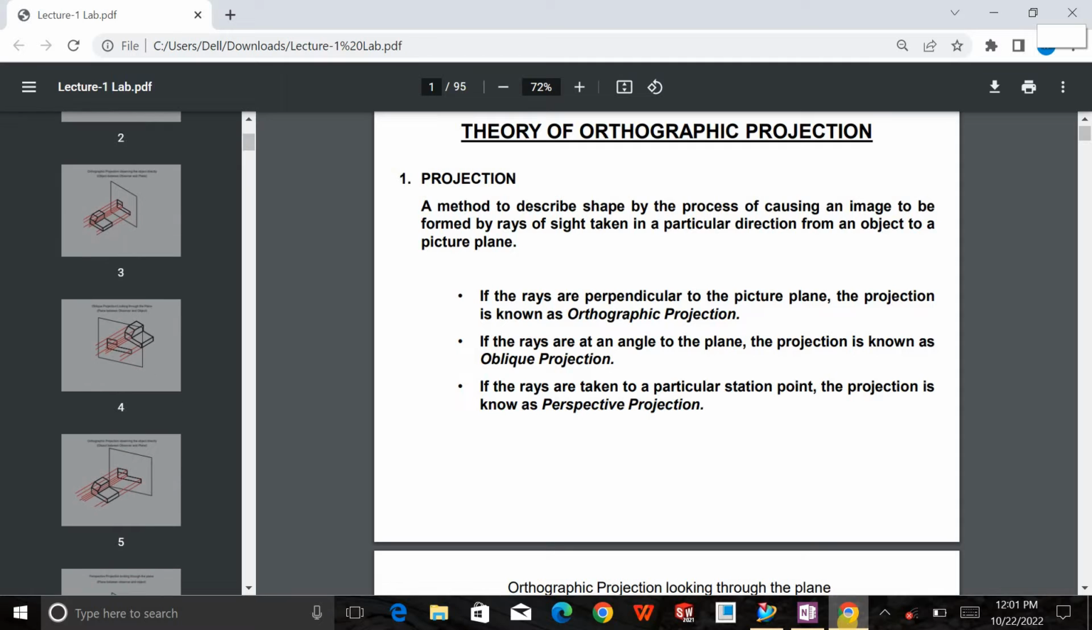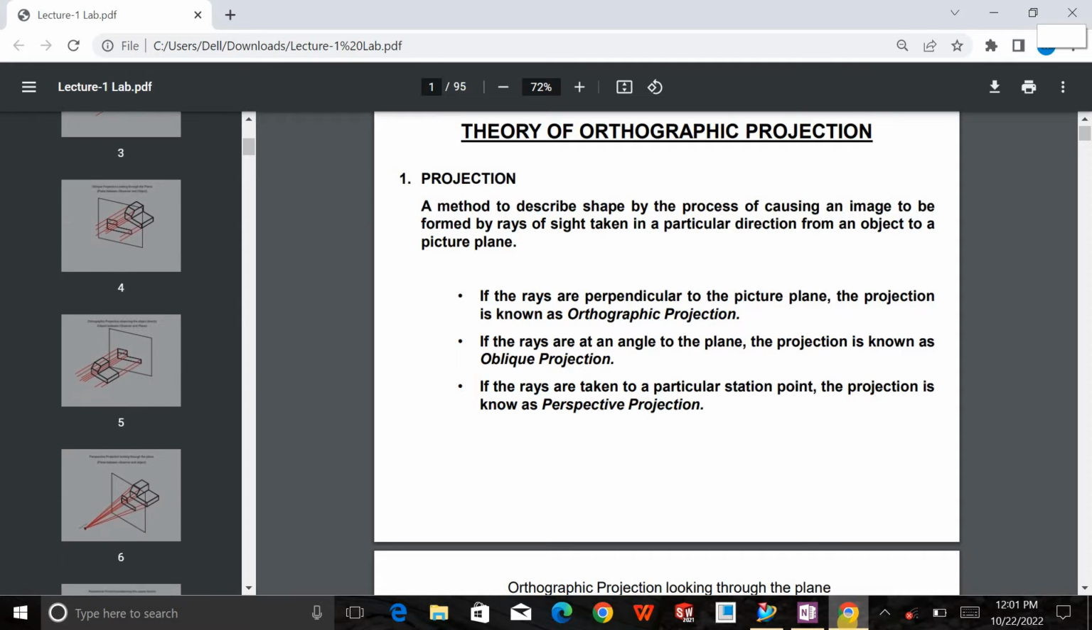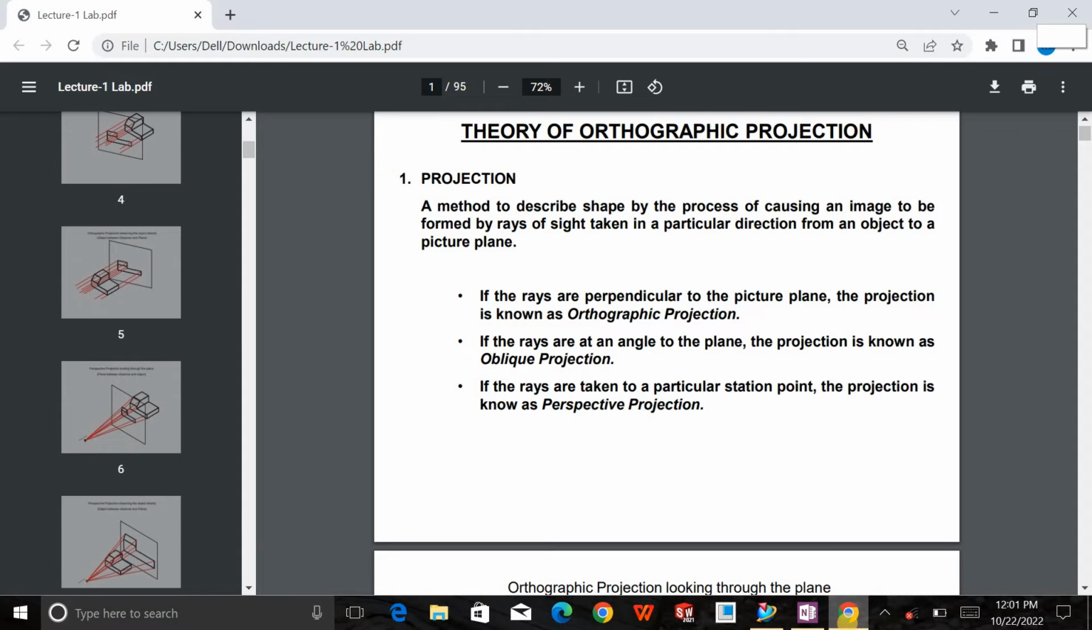You probably know what projections are, right? We have the orthographic projections, the oblique projections, and the perspective projections. If the rays are perpendicular to the picture plane, the projection is known as orthographic projection. If the rays are at a certain angle to the plane, the projection is known as oblique projection. If the rays are taken to a particular station point, which is a fixed point, that's what we call the perspective projection.